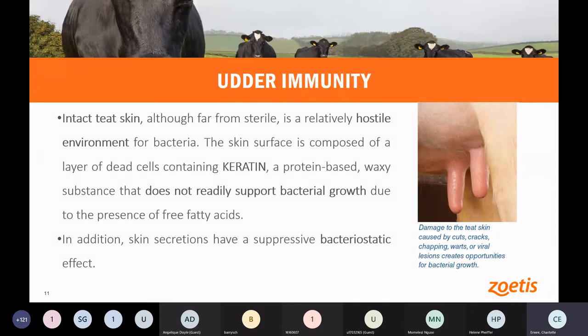Although it is not a sterile environment at all, it's also not really supportive to bacterial growth. It has keratin, which does not support bacterial growth, and then it also secretes some bacteriostatic elements, which can hamper the bacterial growth as well. However, if there's any damage to that teat skin, or there are cuts or cracks or whatever it might be, this could actually create an opportunity for that bacteria to get in and cause infection as well.